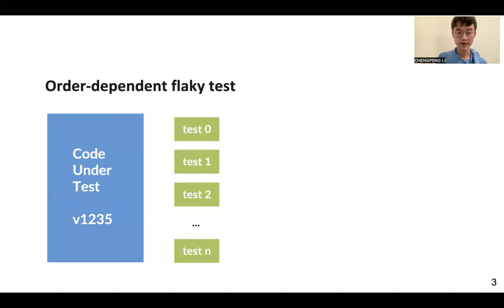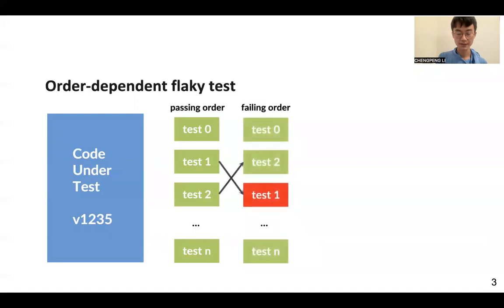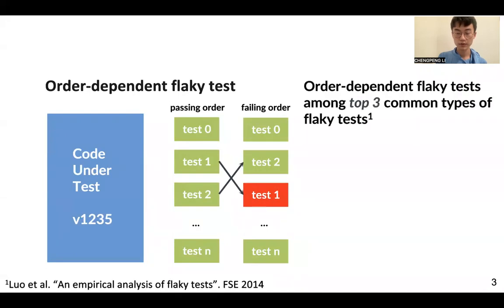An order-dependent flaky test passes in one test order, called a passing order, but it fails in another test order, called a failing order. In this example, test 1 is an order-dependent flaky test because it fails when run after test 2. From prior work, order-dependent flaky tests are among the top 3 common types of flaky tests. And test order is not guaranteed in Java JUnit tests.